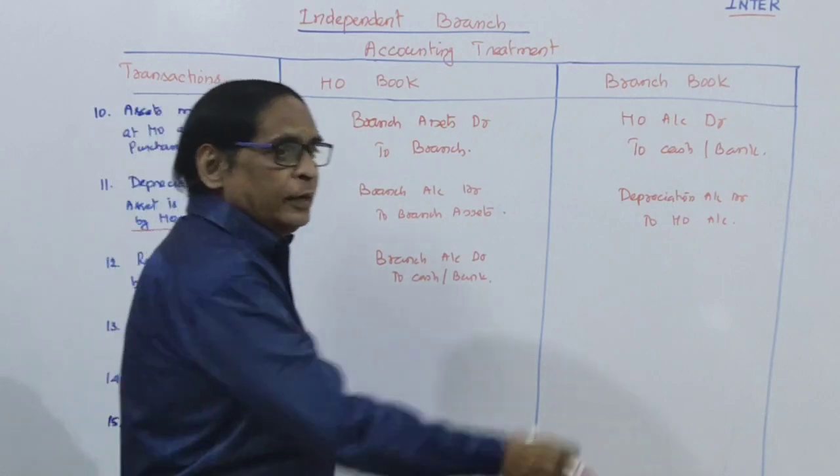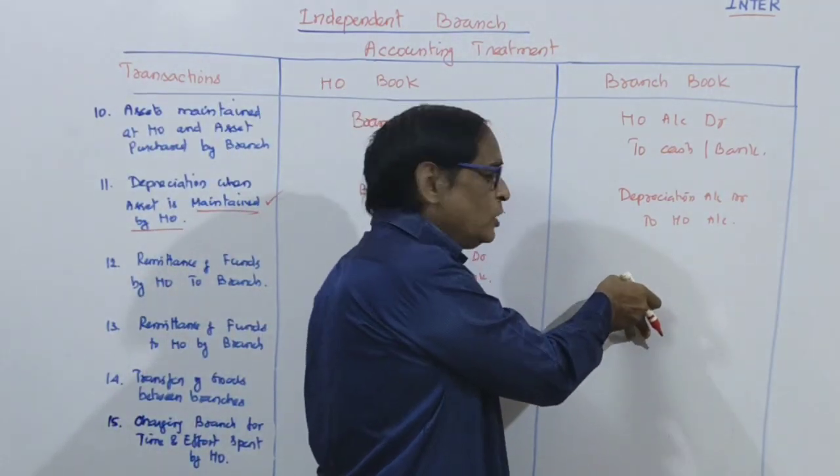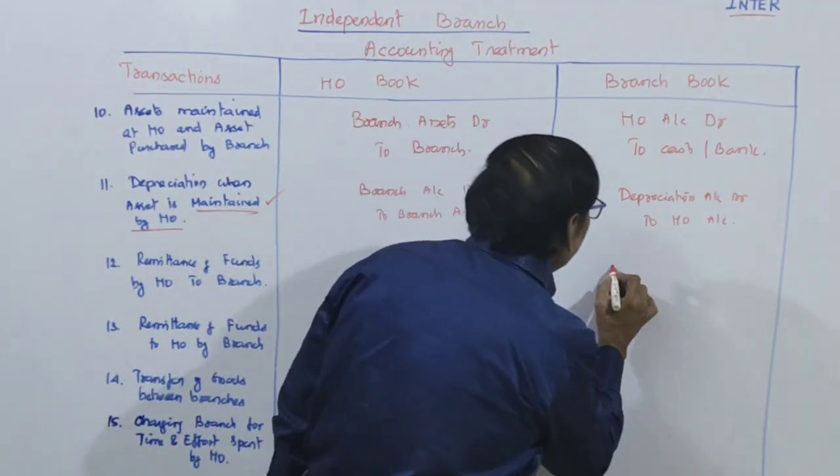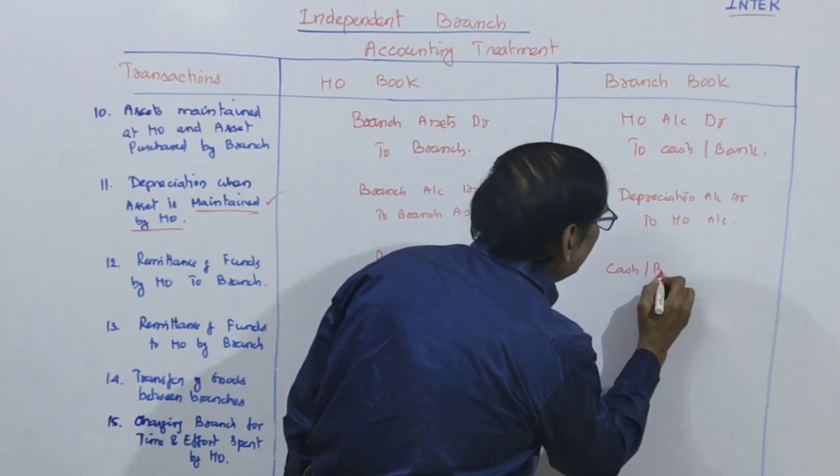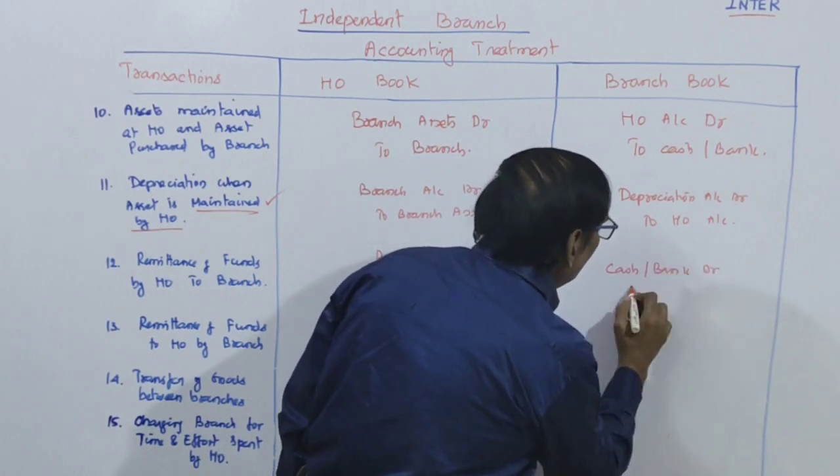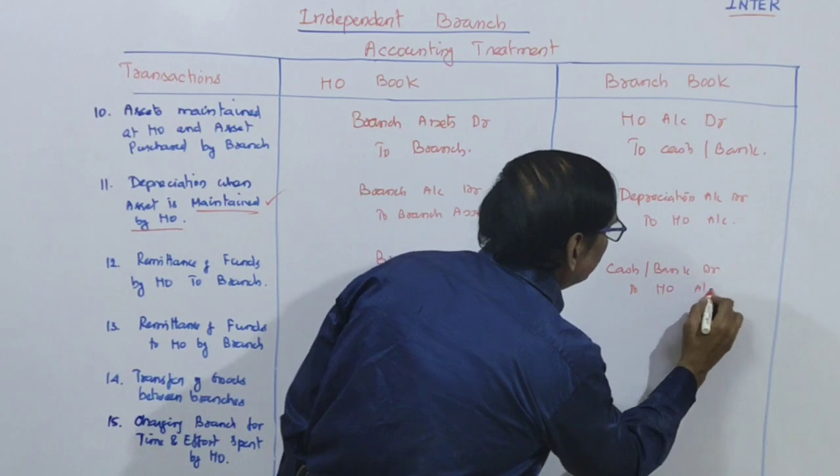Clear? Here actually we are receiving some amount from head office. So debit what comes in. So cash account debtor or bank account debtor to head office account, because credit the giver.